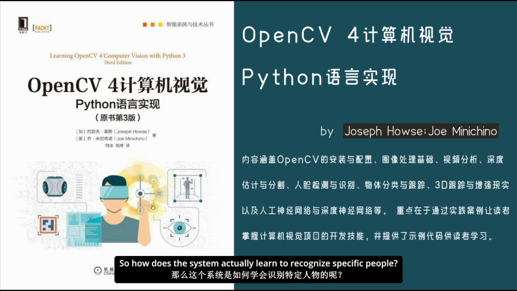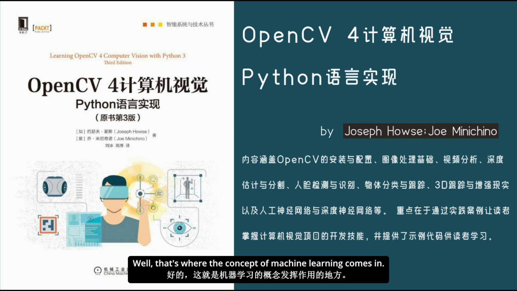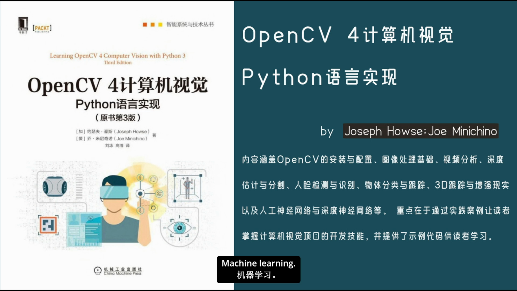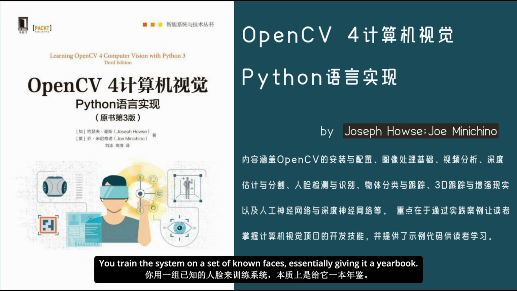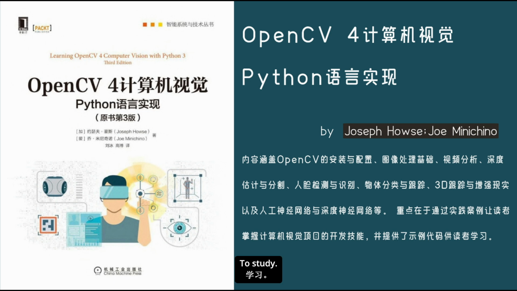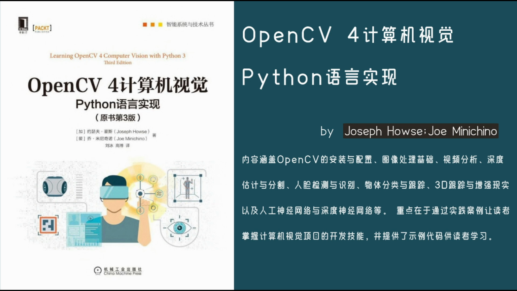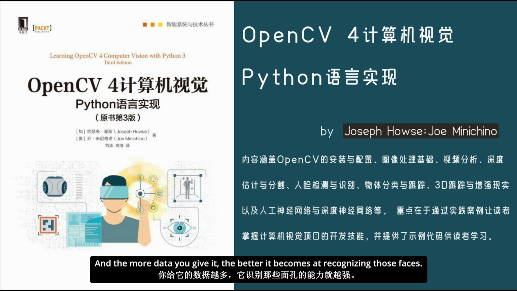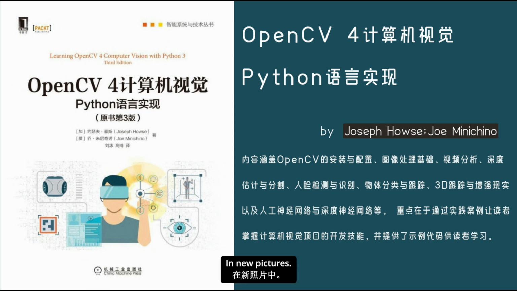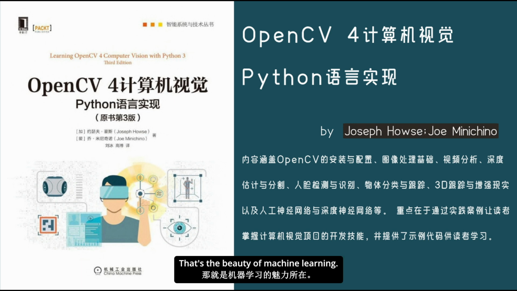That's clever. So how does the system actually learn to recognize specific people? Well, that's where the concept of machine learning comes in. You train the system on a set of known faces, essentially giving it a yearbook full of faces and names to study. So the machine learns to match those faces with the correct names. And the more data you give it, the better it becomes at recognizing those faces in new pictures. Precisely. That's the beauty of machine learning. It's a continuous learning process, and it's not limited to facial recognition. It can be applied to a wide range of computer vision tasks.